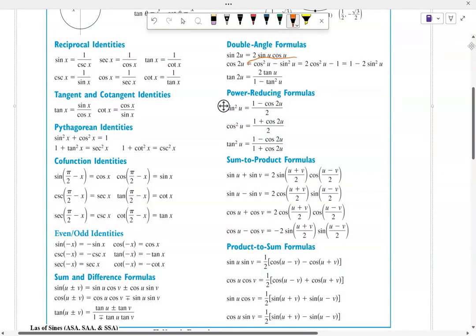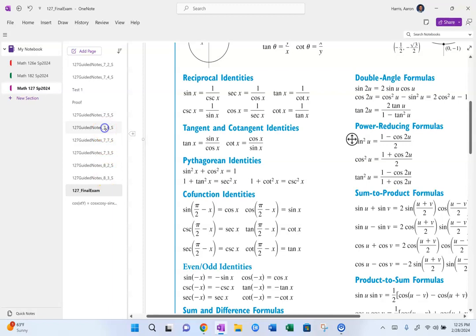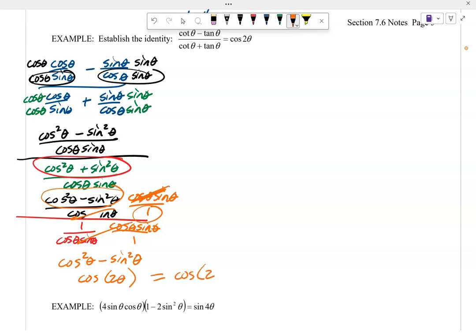So you have cosine squared minus sine squared is equal to cosine 2 theta. So that's cosine 2 theta. And there we have it. I just proved that identity is true.